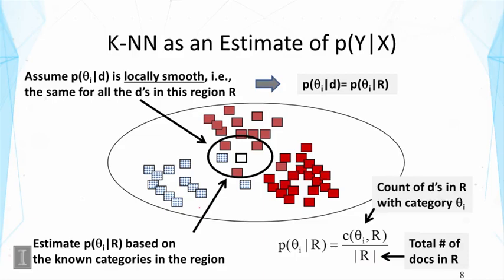So the numerator that you see here, c of theta i and R, is the count of the documents in region R with category theta i. Since these are training documents, we know their categories. We can simply count how many times we have seen sports here, how many times we have seen science, etc. And then the denominator is just the total number of documents, the training documents in this region. So this gives us a rough estimate of which category is most popular in this neighborhood, and we're going to assign the popular category to our data object since it falls into this region.